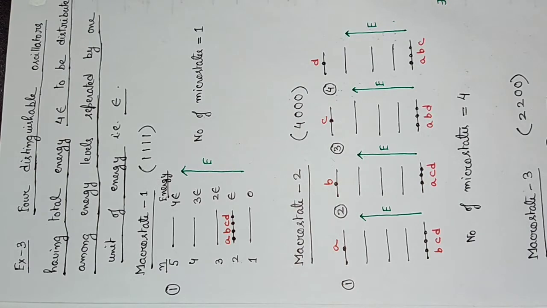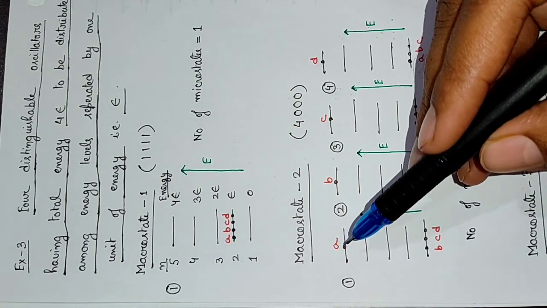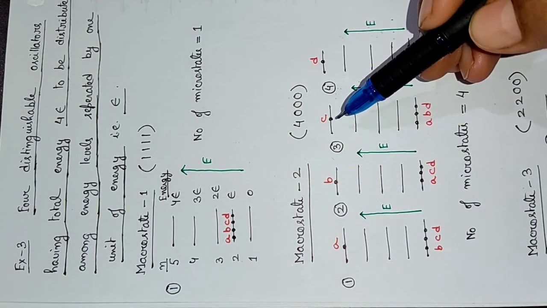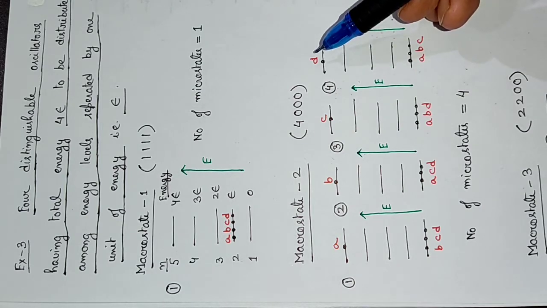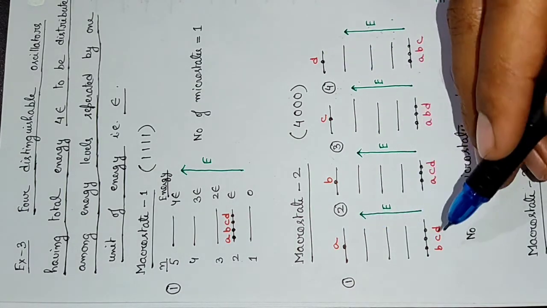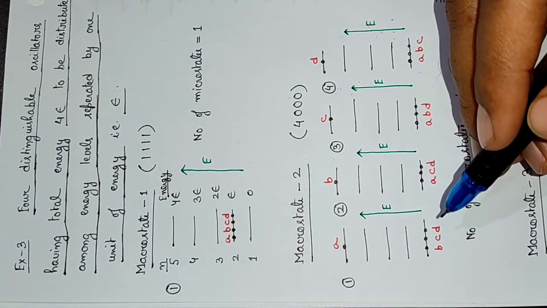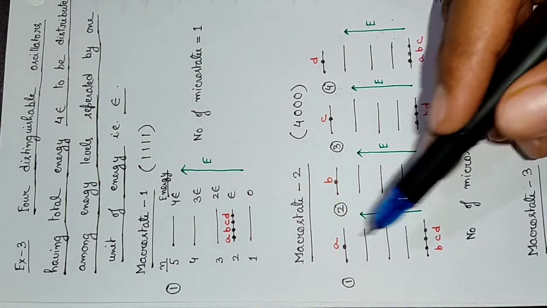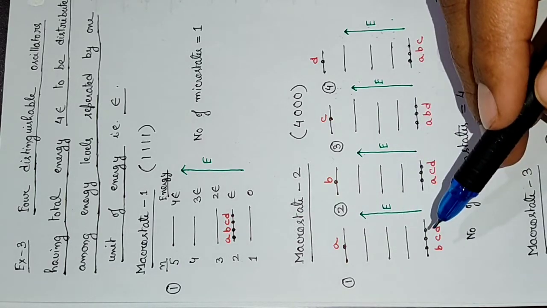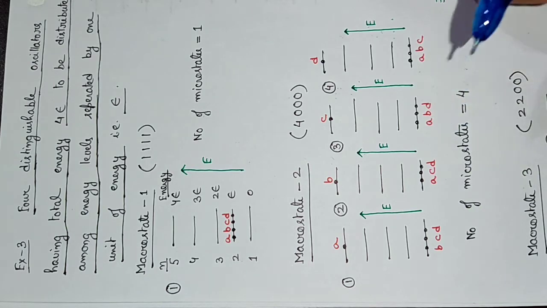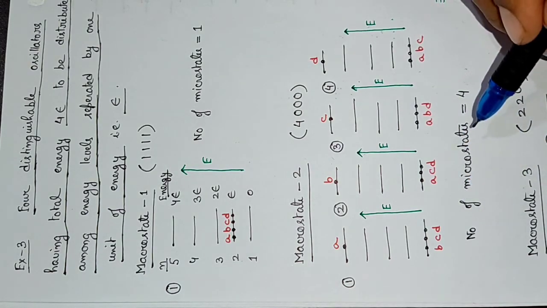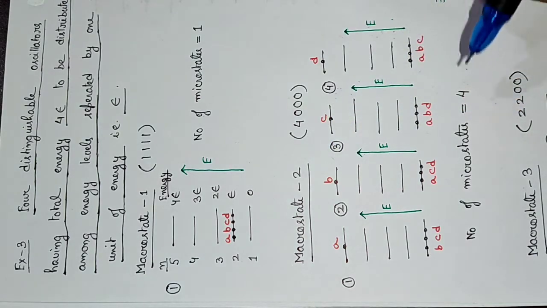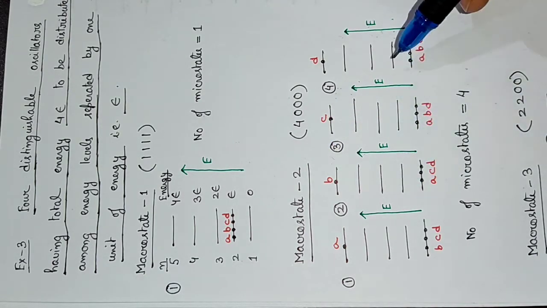Now here, since the oscillators are distinguishable, we can place A here, in the second case B, third case C, and in the last one D. And when we place A here, we will place BCD in the ground state, here ACD, ABD and ABC. Internal arrangement is ignored, but the positions will change because they are not indistinguishable anymore in this problem. So the number of microstates obtained for this macrostate is 4. We have 4 microstates.